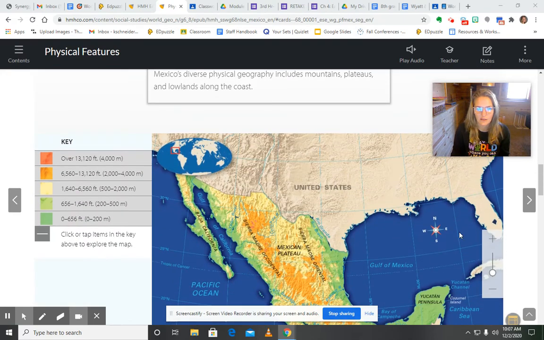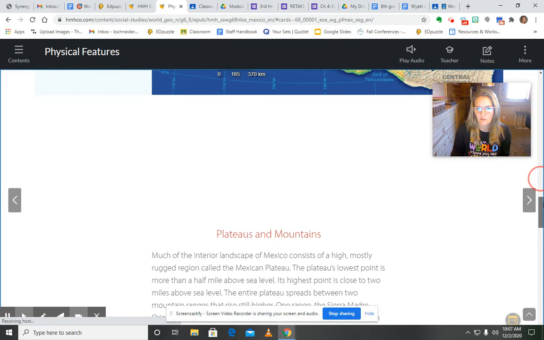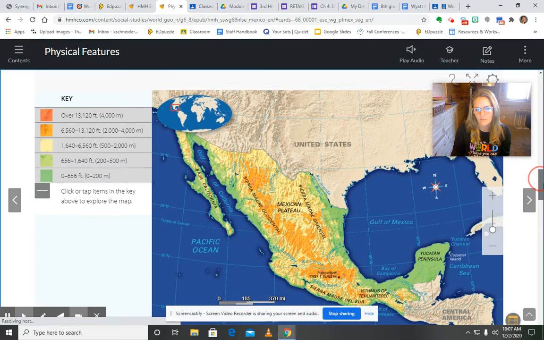So if you look at this map, you will see Baja California over here on the west side, and the Gulf of California is right in between the two land masses. And then you'll see this is the Gulf of Mexico. This is the Yucatan Peninsula. So the two peninsulas are Baja California and the Yucatan Peninsula.